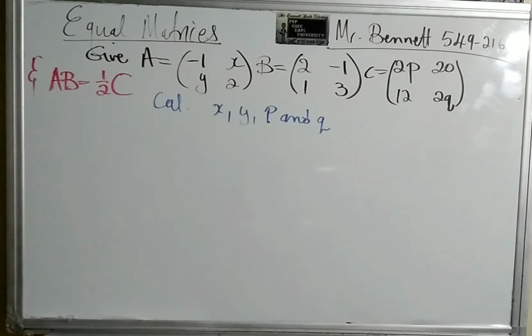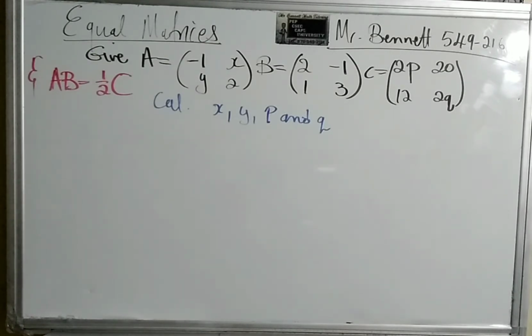Today we'll be looking at equal matrices, and this one says CSEC question: given A is equal to [-1, x; y, 2], B is equal to [2, 1; -1, 3], and C is equal to [2p, 12; 20, 2q], and AB is equal to half C, calculate x and y. So basically we need to find the values of x, y, p, and q, and that will amount to about 4 marks in CSEC, and we know that marks are very important.